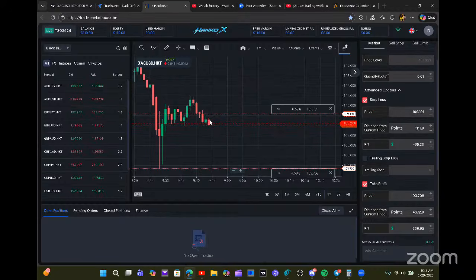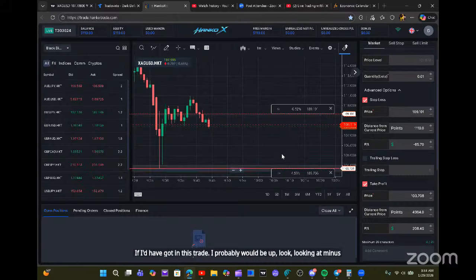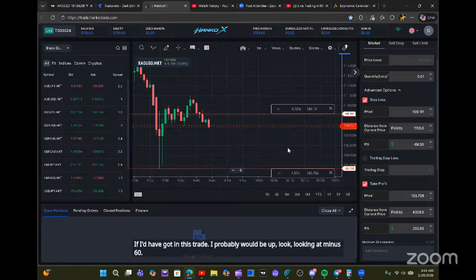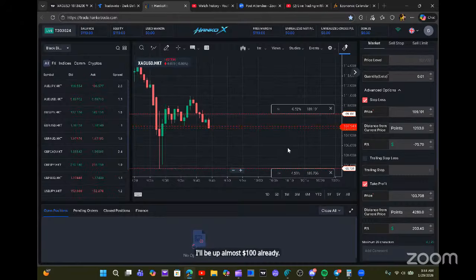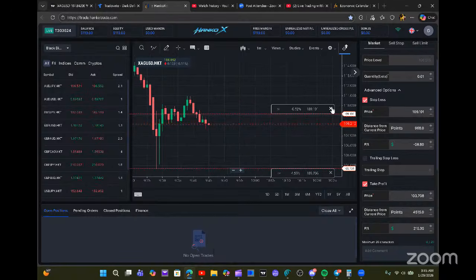If I'd have got in this trade, I probably would be up. Look at that, minus 60. I'd be up almost $100 already. That is bananas. It's like at some point in the day, silver seemed to be worth more.